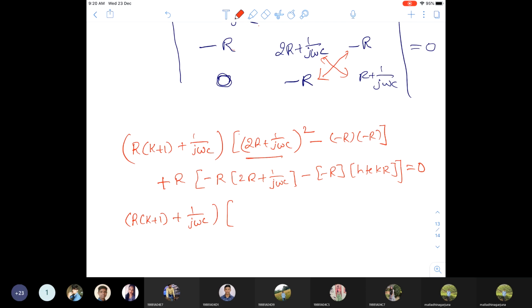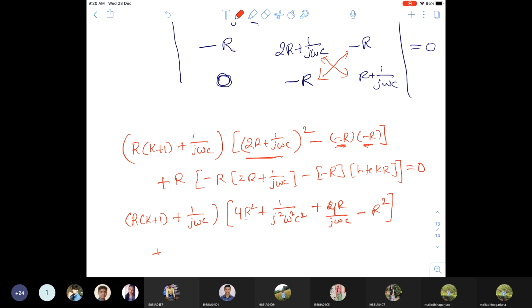Okay, so here it is (a plus b) whole square. (a plus b) whole square means a square, 4R square, plus b square, 1 by j square omega square C square, plus 2ab, 2 into 2R into 1 by j omega C, so 2 2s are 4, 4R by j omega C. Minus of minus becomes plus here, so R into R square. This is the first term.